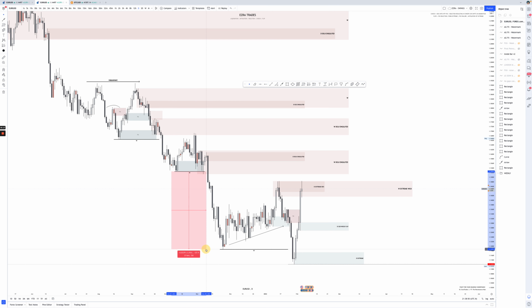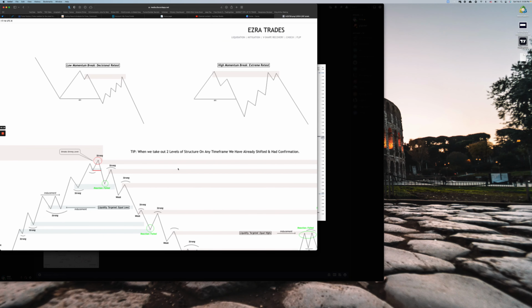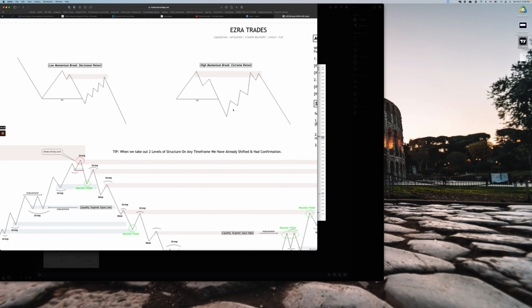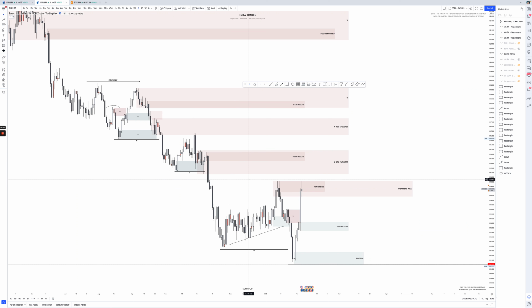This is like double that. So for me, using what I've learned, this is a high momentum break, and that means the extreme is going to be a retest. And what does that tell me? More than likely, this area could actually simply be used as structural inducement. And we've seen that a couple times happen. We've seen that here, right?